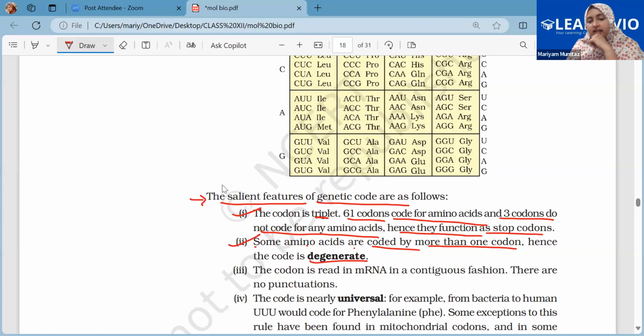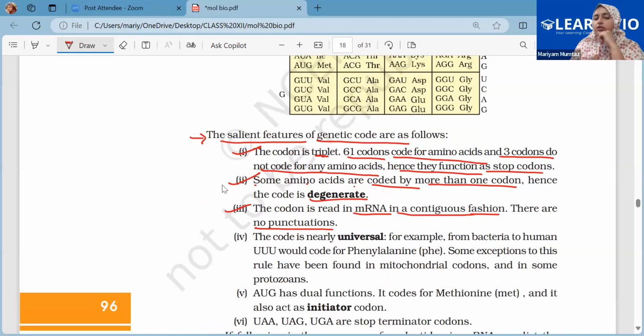The codon is read in mRNA in contiguous fashion. There is no punctuation, meaning it is read continuously. The triplet is read as a triplet. There is no punctuation in the middle, no stopping. The code is nearly universal.